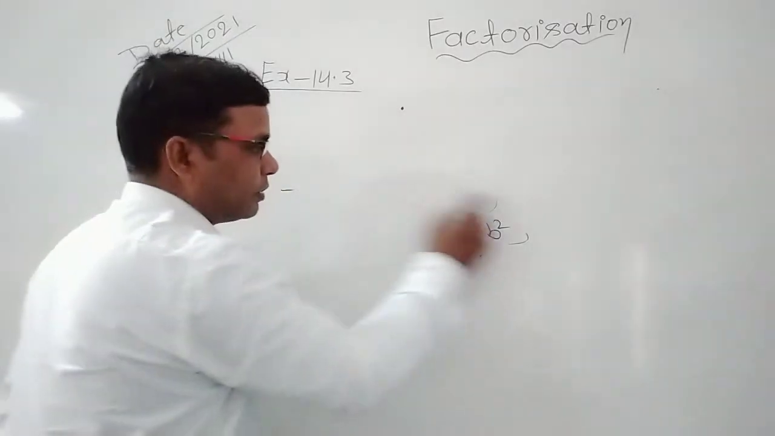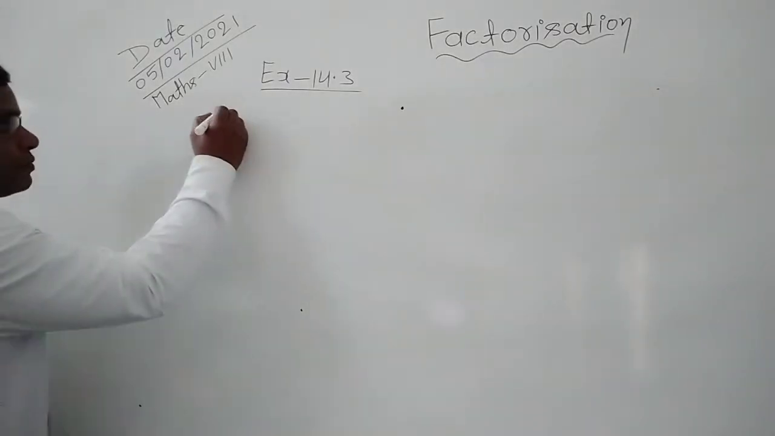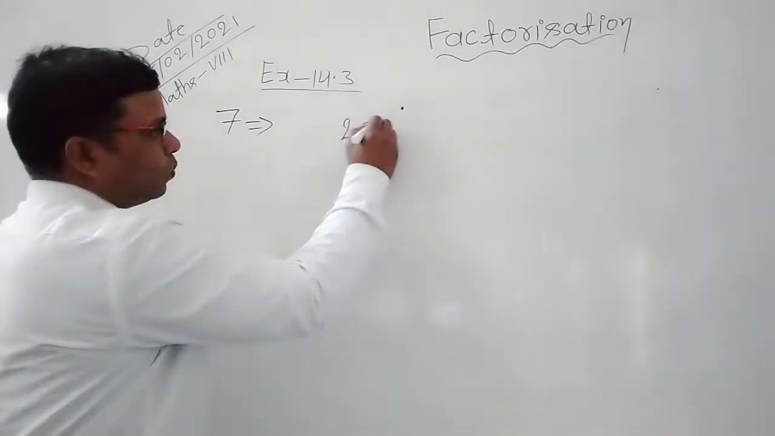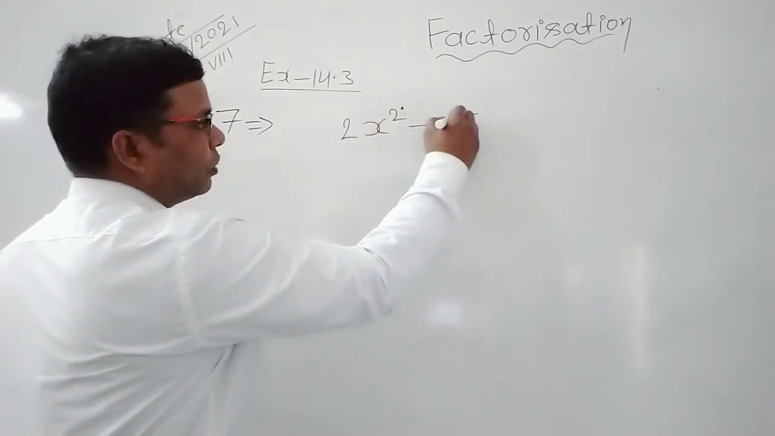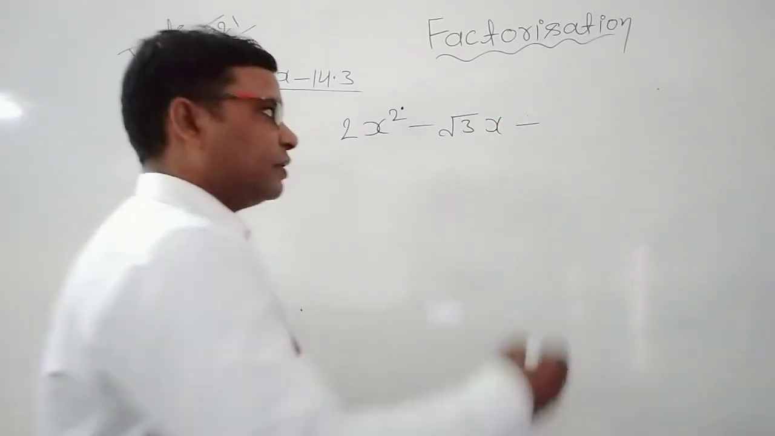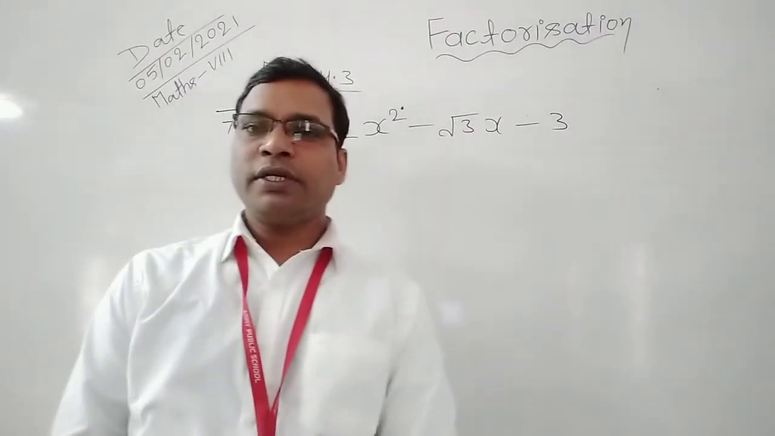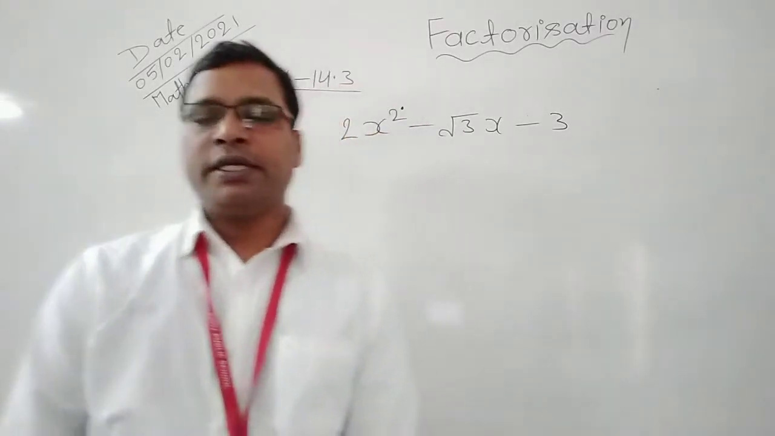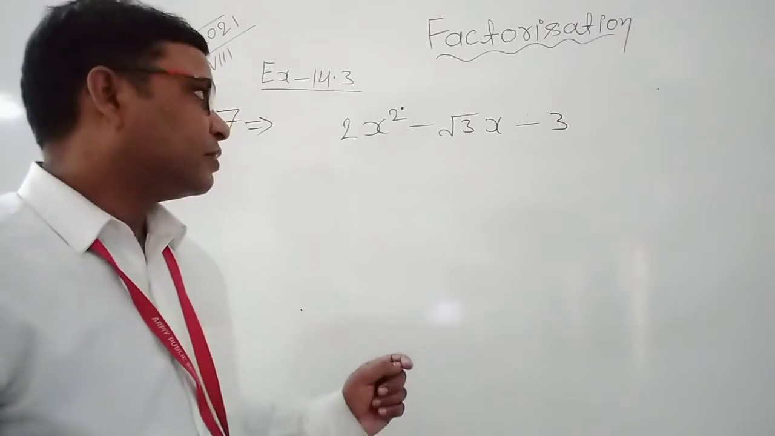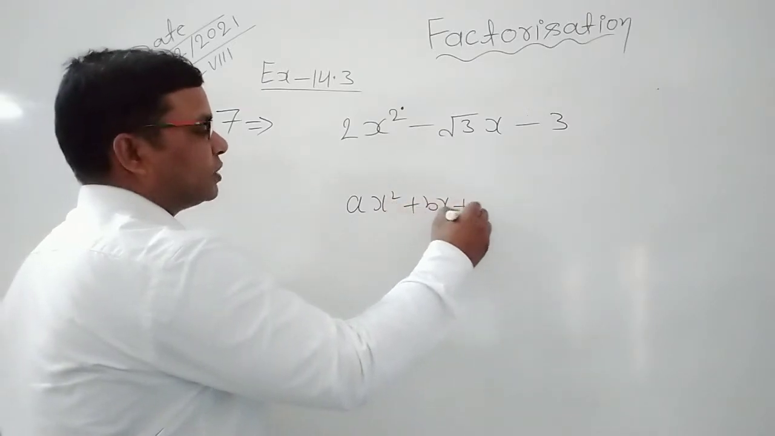What is question number 7? Question number 7 has 2x square minus root 3x minus 3. We need to find its factors. In such questions, the form is like this: ax square plus bx plus c.